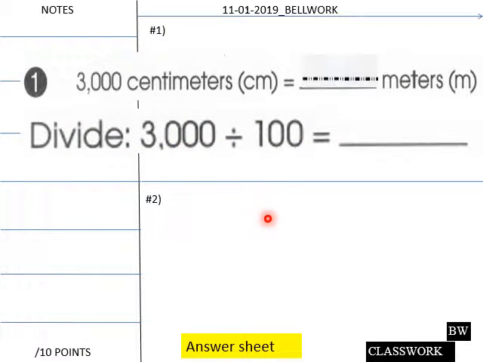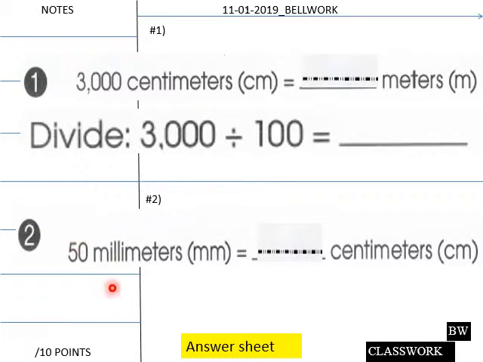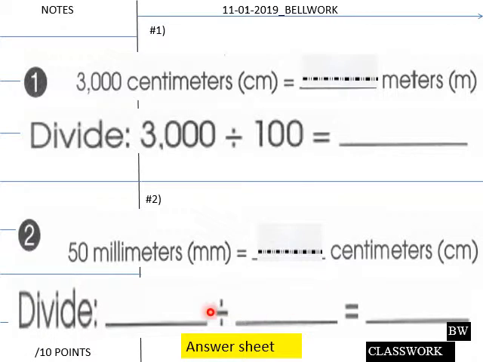That would be one way of doing it. 3,000 centimeters would equal how many meters? Divide 3,000 by 100. Then number 2: 50 millimeters equals how many centimeters, students? Divide blank by blank equals blank, and that would relate to that. Teachers, give your students about 5 minutes to solve this.